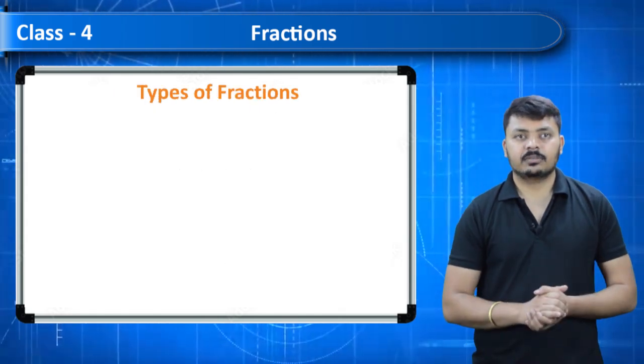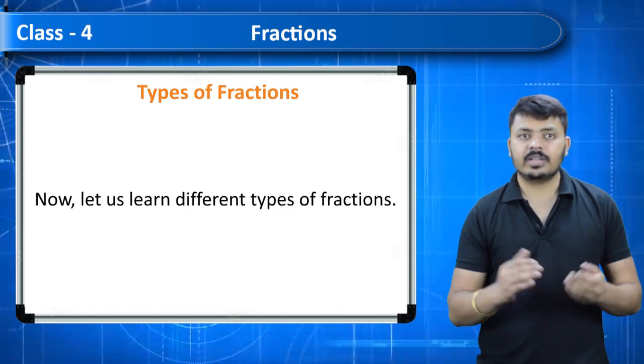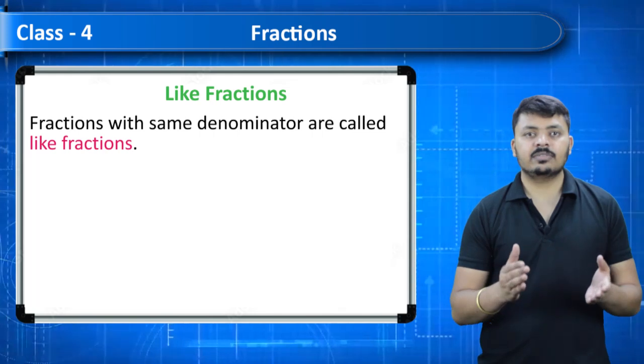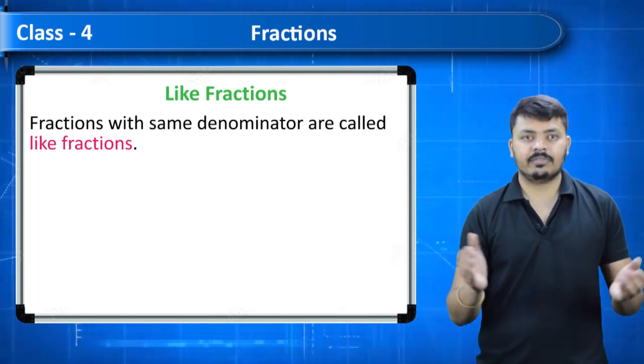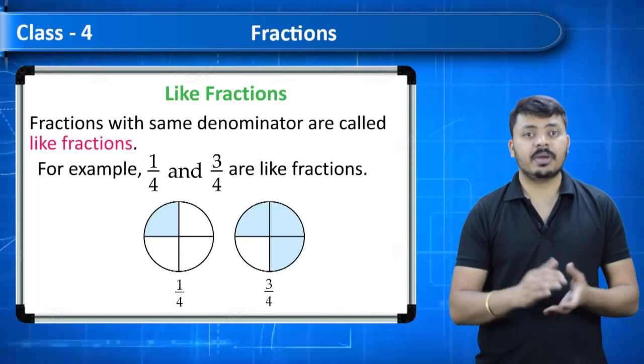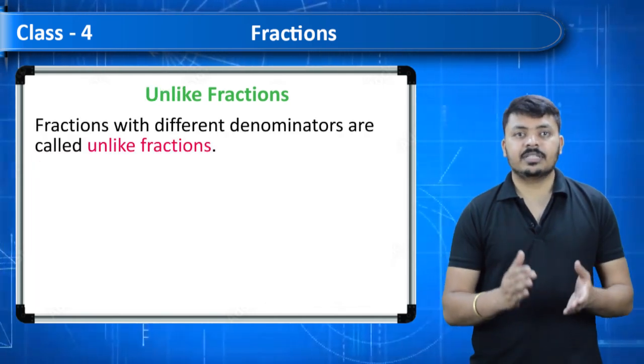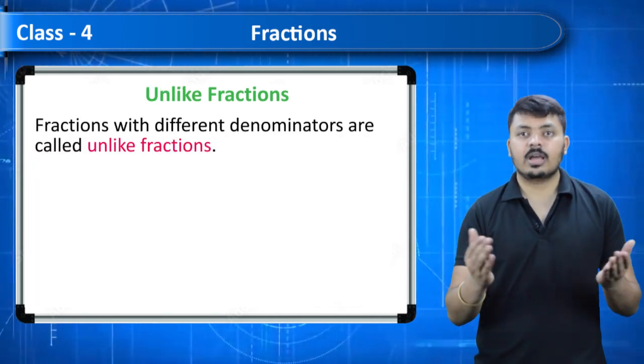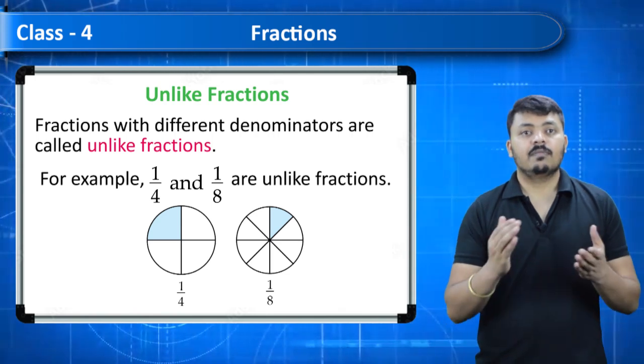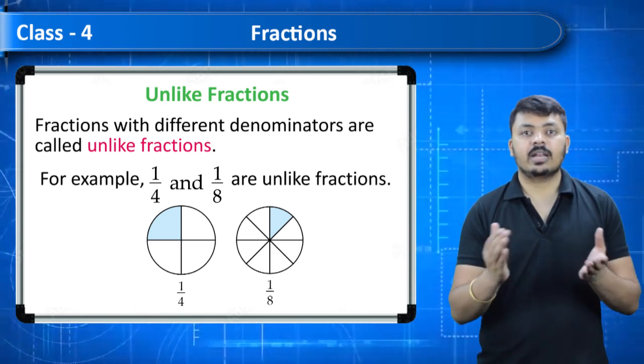Types of fractions. Now let us learn different types of fractions. Like fractions. Fractions with the same denominator are called like fractions. For example, 1/4 and 3/4 are like fractions. Unlike fractions. Fractions with different denominators are called unlike fractions. For example, 1/4 and 1/8 are unlike fractions.